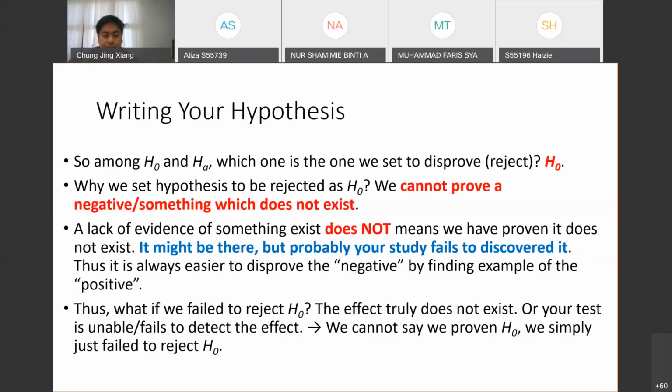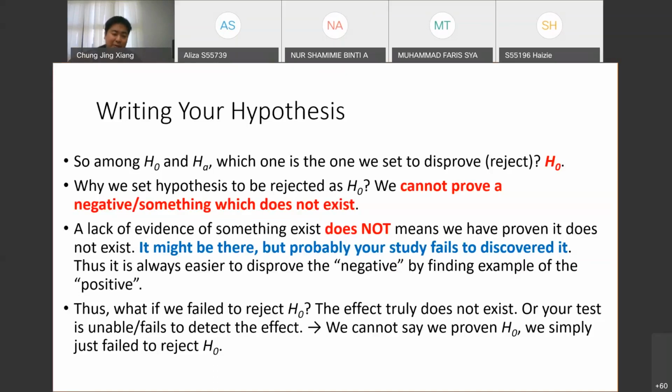So be careful of your words, okay? Because it is very important when we try to claim something. Especially as a scientist, if you claim something, most likely people will believe. So we don't want to spread misleading information to the general public. So always remember this.